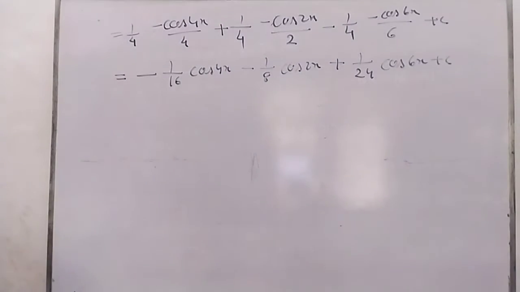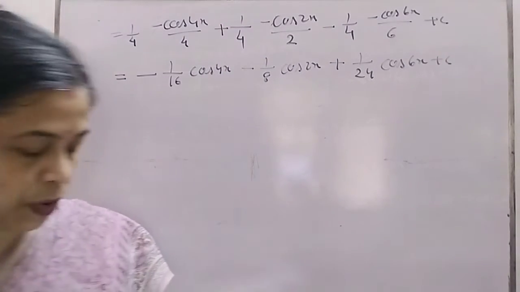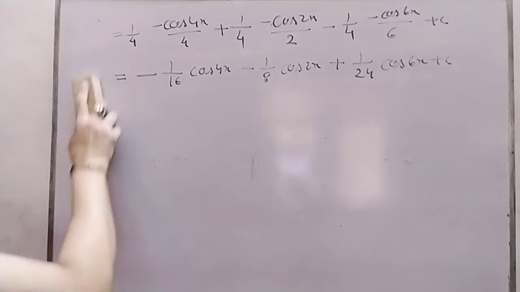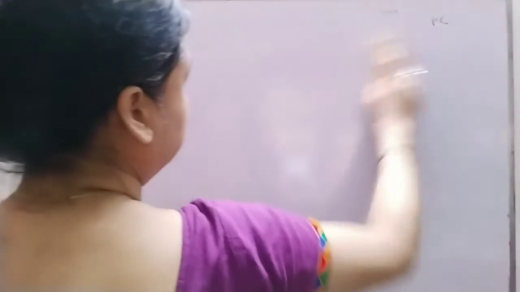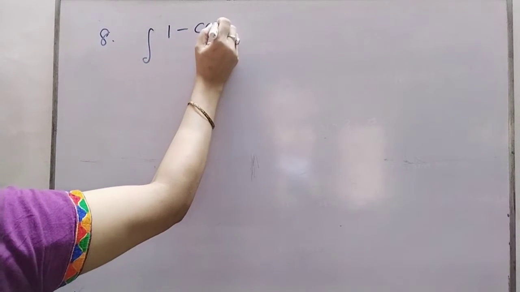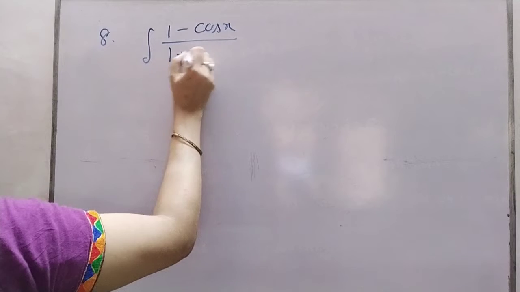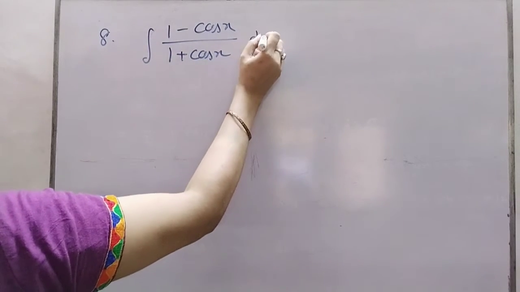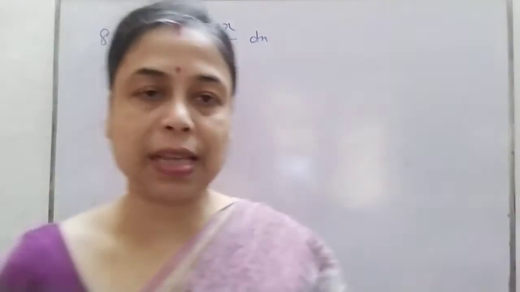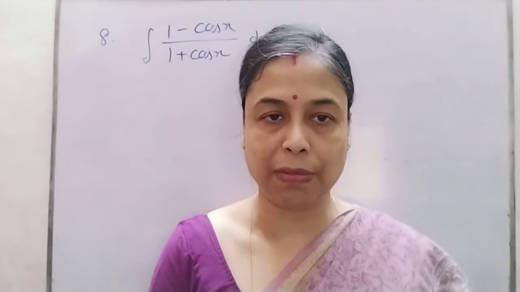Okay, now I go to the next question, number 8. A little bit different. Question number 8 is the integration of (1 minus cos x) by (1 plus cos x) into dx. You see, here there is no need to use any substitution because it is a standard formula.